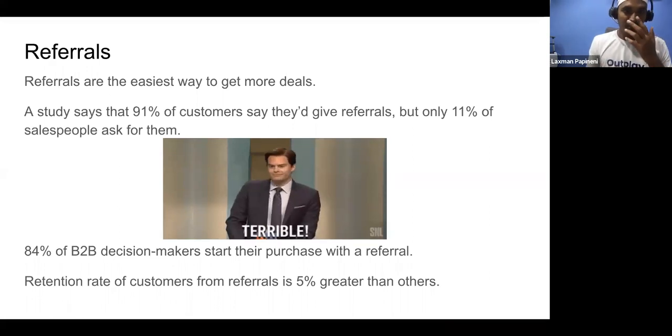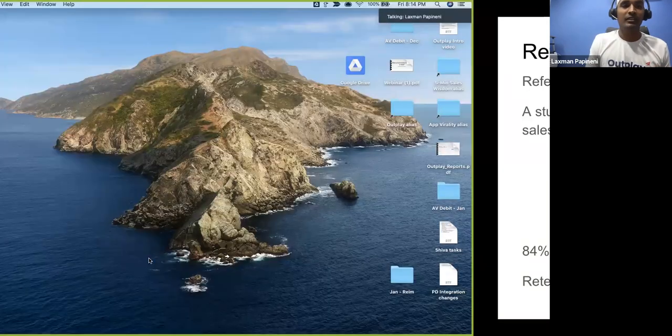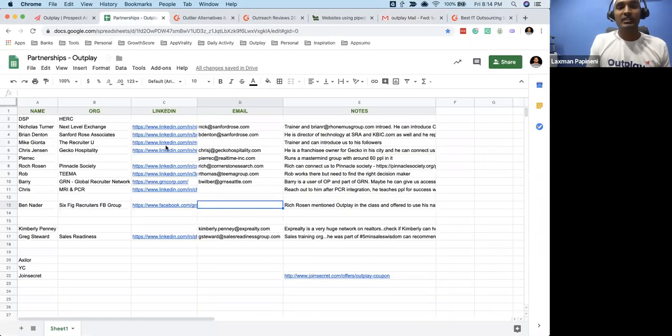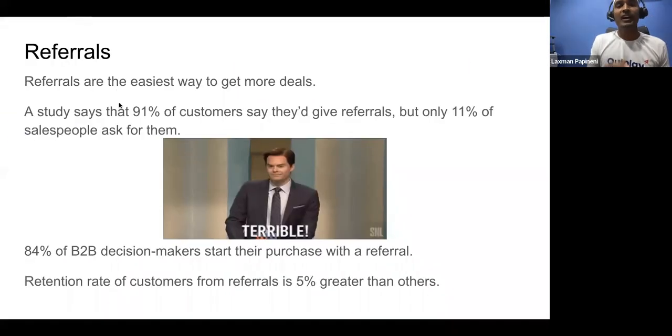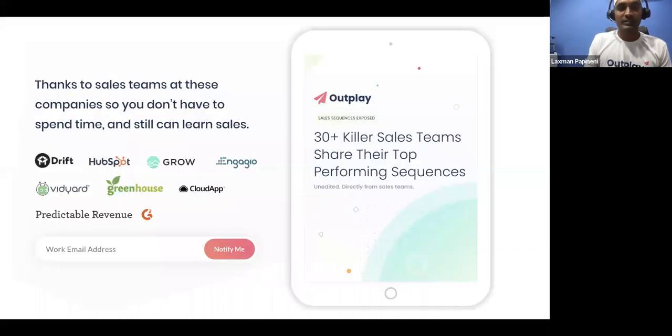And of course, when you get customers from referrals, retention and a lot of other advantages come inherently. But referrals is one other thing. And we have started asking our customers at Outplay to write a review, put an endorsement on Facebook, give a referral. So this is my partnerships sheet, where I have all these partnerships that I want to go after. And a lot of those things come from referrals of existing customers. So if you're not doing it, start doing it, right? I think we are almost towards the end of this.